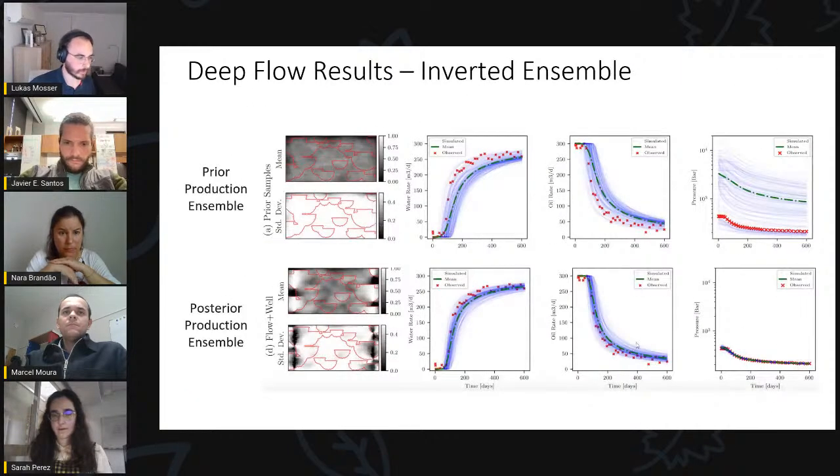And just to highlight, if you consider on the top just prior samples from the GAN and the corresponding dynamic responses, we see quite a big spread, especially on the pressure behavior. And if we consider the posterior ensemble of resulting models, these actually honor quite well the production data that we observe here, and we can also at the same time condition to well data at the boundaries of this reservoir model.